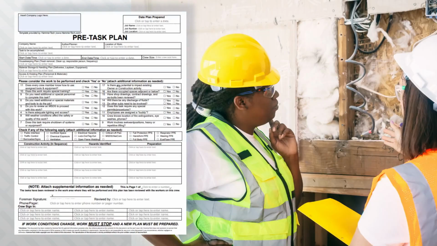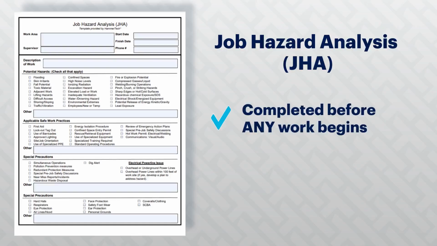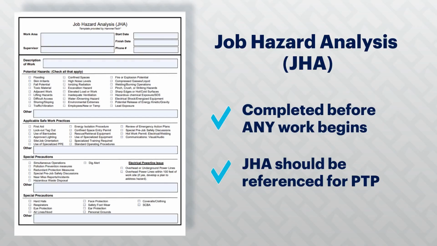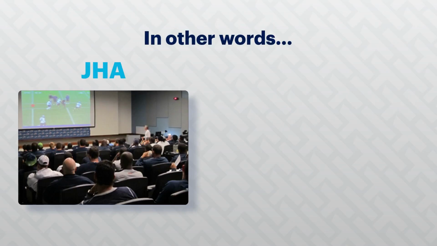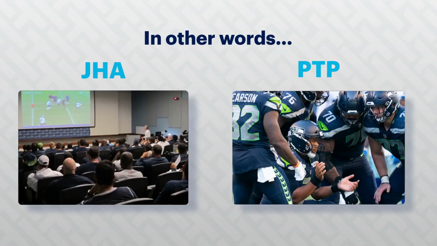Prior to filling out a pre-task plan, someone at some point has envisioned how this work will be completed safely. While that work plan may look very similar, it's done before any boots hit the ground and is called a job hazard analysis. Use it as a resource when completing your PTP. In other words, if a JHA is the football team sitting in a room watching game tape and preparing for next week's game, the PTP is the huddle just before the ball snap.